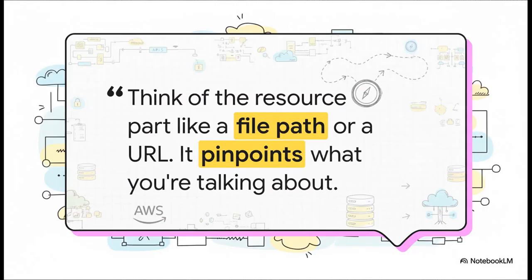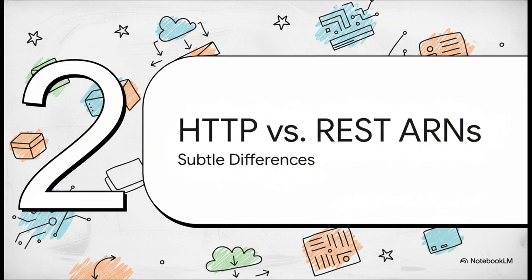In that last part, the resource path, just think of it like a file path on your computer, or a URL. It's just a way to drill down and pinpoint the exact thing you're talking about, from the broad API down to a single specific method. All right, now that we've got the basic structure down, we can get into the really interesting stuff, the patterns. The first big one you need to know is the difference between ARNs for HTTP APIs and those for the classic REST APIs. The differences are subtle, but they matter a lot.